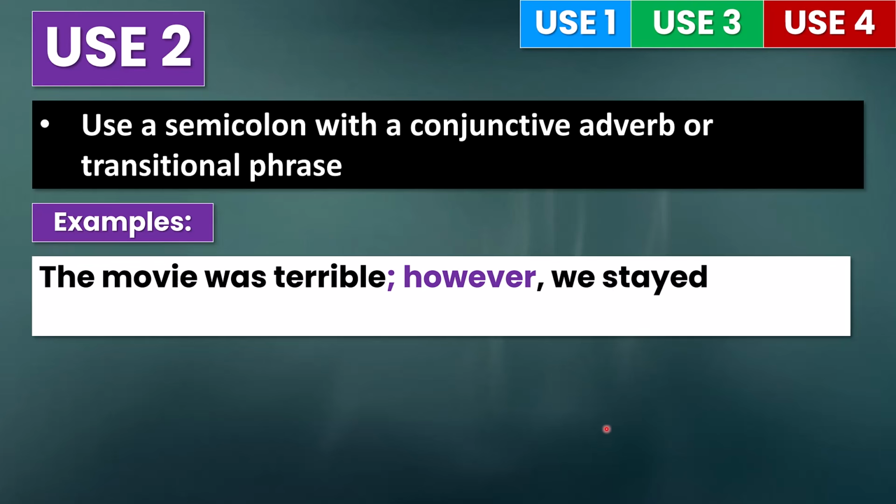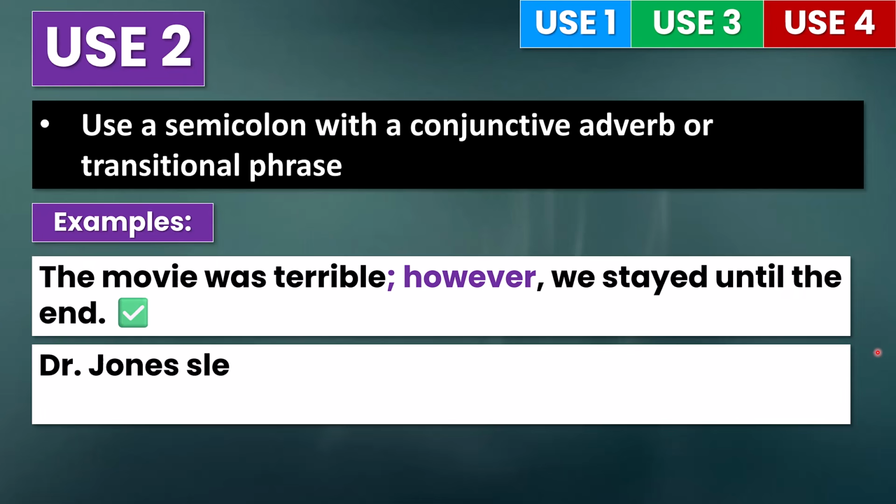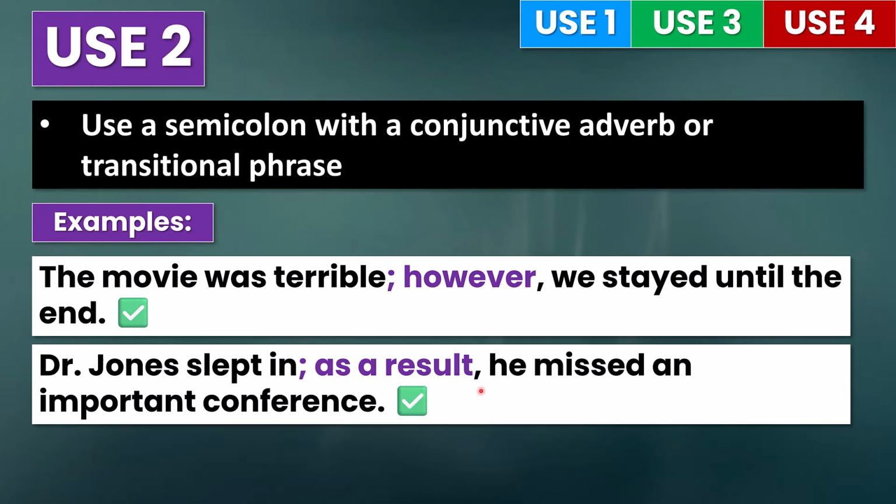The movie was terrible, semicolon. However, comma, we stayed until the end. So you can see here that we use the semicolon before, however, and then we have a comma after it before introducing the independent clause. Here's another example. Dr. Jones slept in, semicolon. As a result, comma, he missed an important conference. So this is a very common use of the semicolon as well. You will see this a lot in novels and in textbooks.